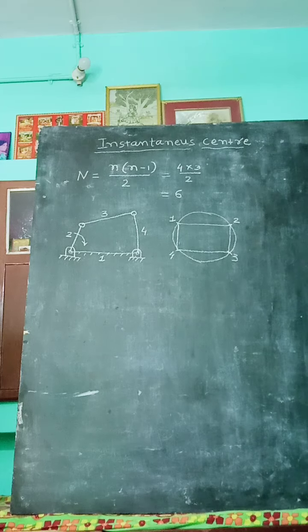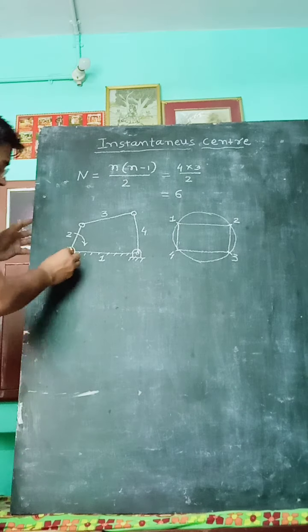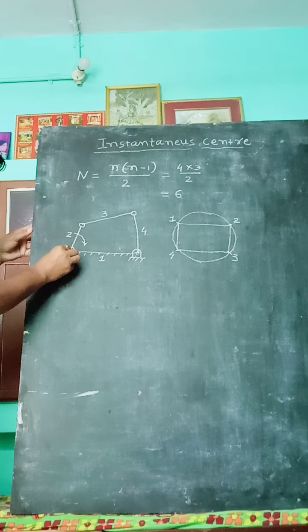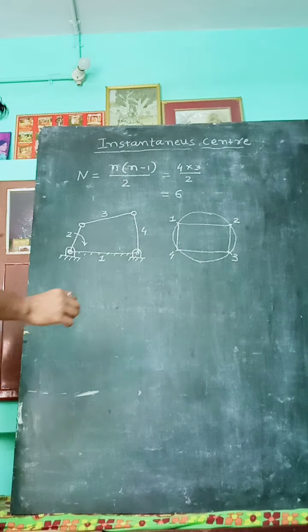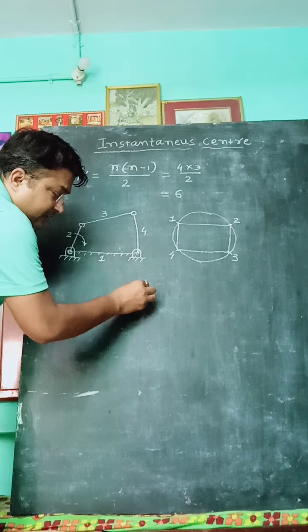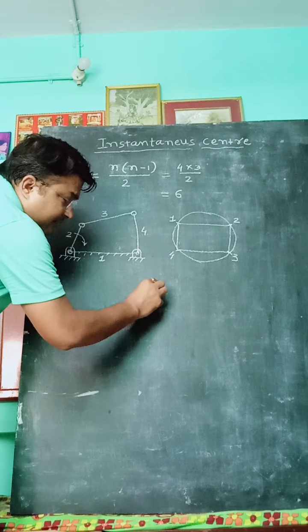Now the fulcrum, see there are 3 types of instantaneous centers. First one is permanent.